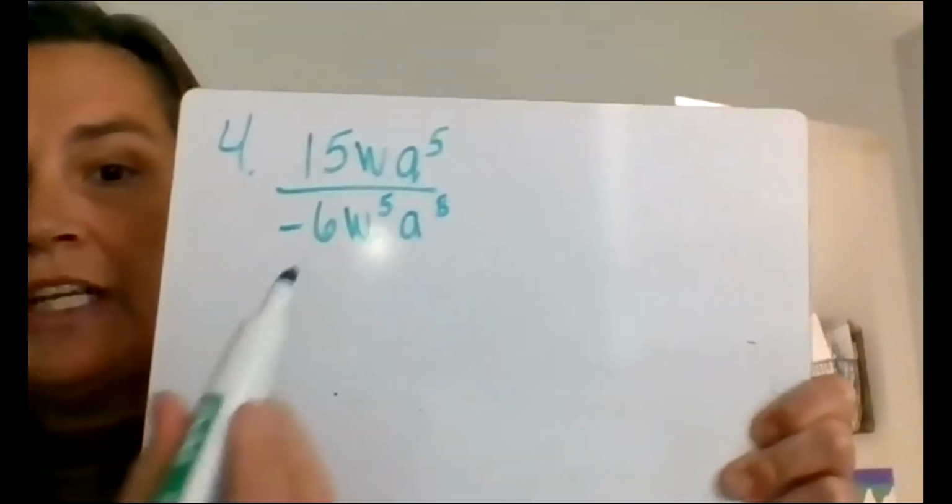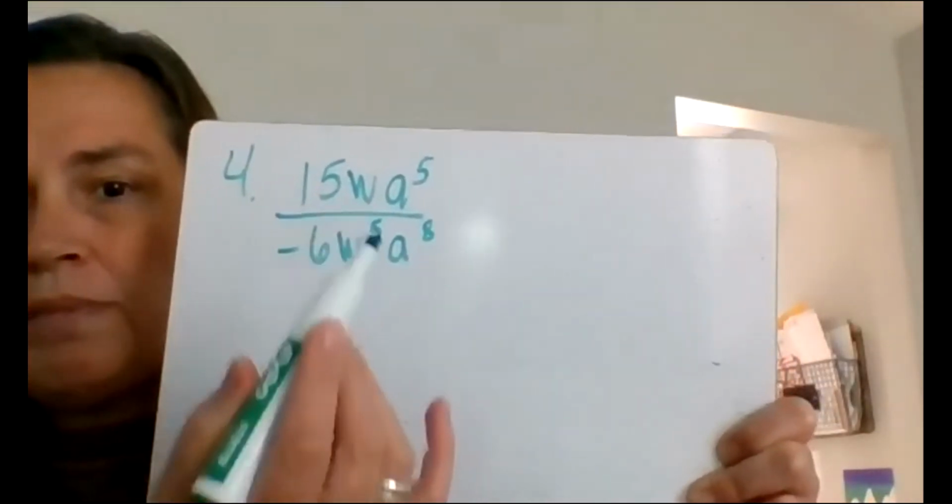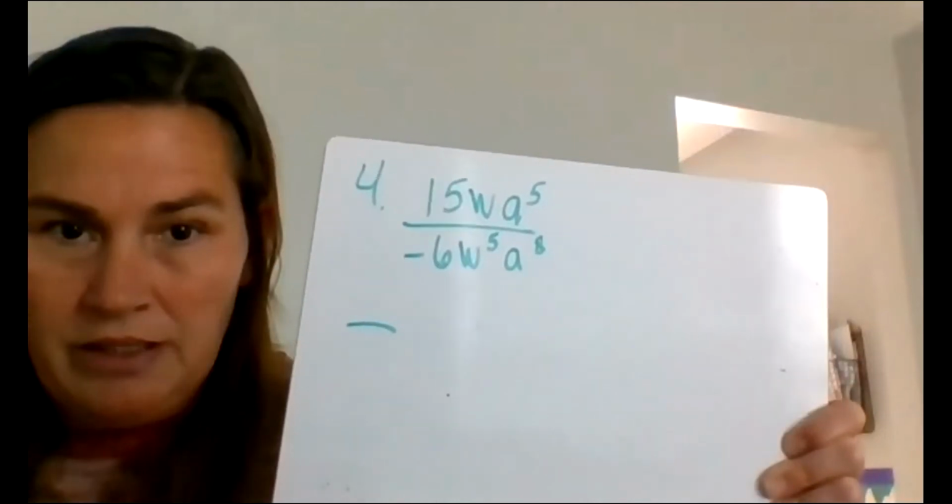So let's look at number 4. Number 4 is 15 w a to the 5th over negative 6 w to the 5th a to the 8th. Okay, so I'm going to do this. First thing, I know that there's one positive and one negative, so I know that my entire thing is going to be negative. So I'm just going to put that negative in front.